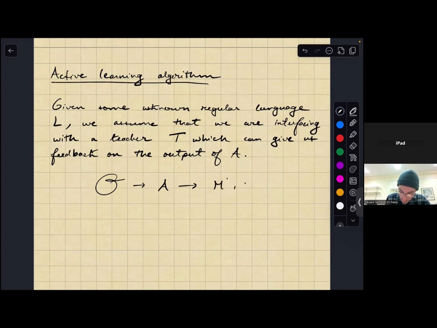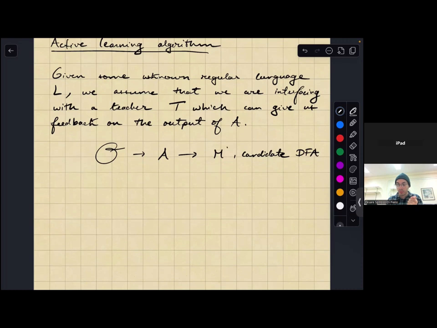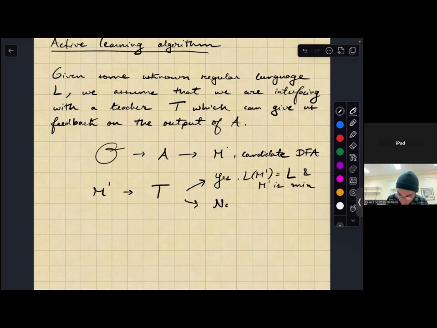So M prime is a candidate DFA. Then what the teacher can do is two things. It can, first of all, tell us whether M prime is correct, whether M prime is actually the correct minimal DFA for the unknown language. So the teacher can say, yes, L of M prime is equal to L unknown, and M prime is minimal. Or no, M prime is not correct.